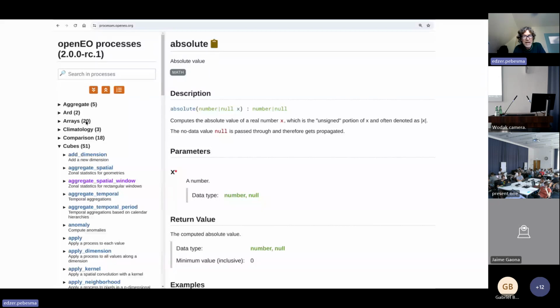Yes, so there are all the mathematical processes like absolute, sine, cosine, all the standard mathematical functions that you have in all programming languages that you can also reuse. But also a number of them that are specific to data cubes: add dimension, aggregate spatial window, aggregate temporal, kinds of aggregation processes that you would apply to array dimensions to do meaningful steps later on.